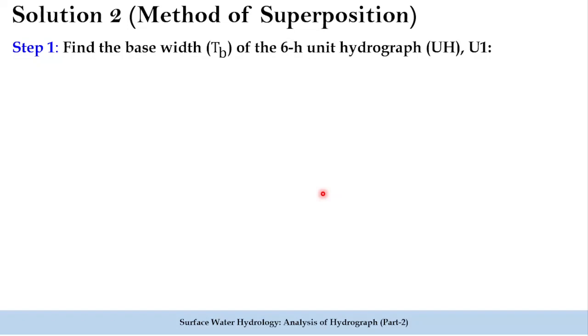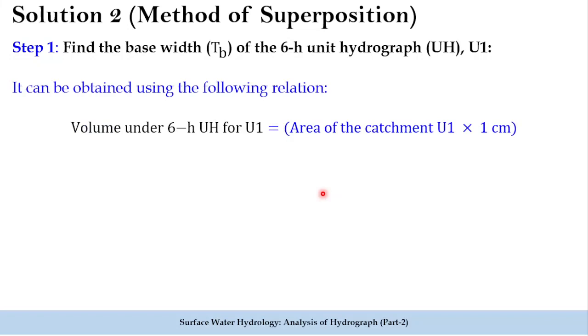Let's move to step number 1, which is to find out the base width of the 6-hour unit hydrograph U1. Ultimately we need to find out the same for U2, but let's start with U1 given the properties which are provided in the problem. This can be obtained by using the same understanding that we utilized in the previous lecture. Volume under the 6-hour unit hydrograph for U1 is equal to the area of catchment into effective rainfall of unit depth, that is 1 centimeter.